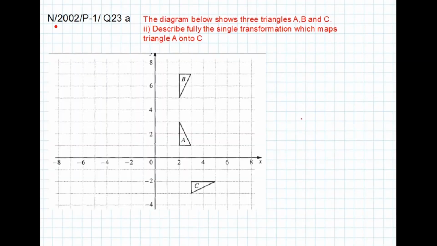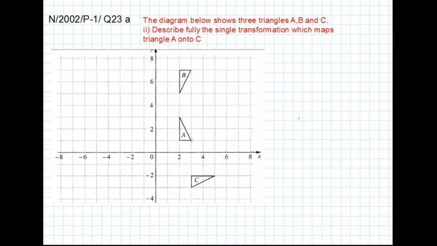Next question of the past paper is November 2002, paper 1, question number 23, part A. The diagram shows 3 triangles A, B and C. Describe fully the single transformation which maps triangle A onto triangle C. Here the two triangles are the same size and shape, but the orientation is different.